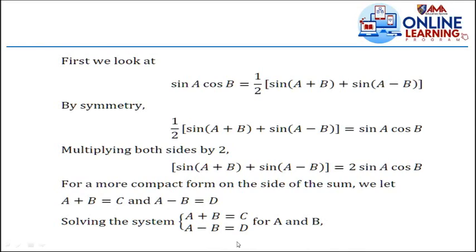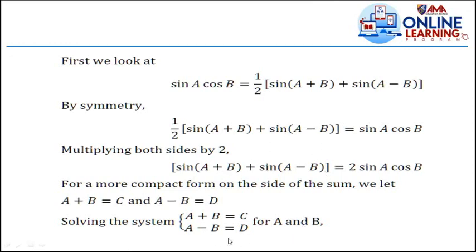Okay? So ito na po siya, no? So sine A plus B plus sine A minus B, we have 2 sine A cosine B. For a more compact form, on the side of the sum, we let A plus B is equal to C and A minus B is equal to D. So A plus B is equal to C, A minus B is equal to D.